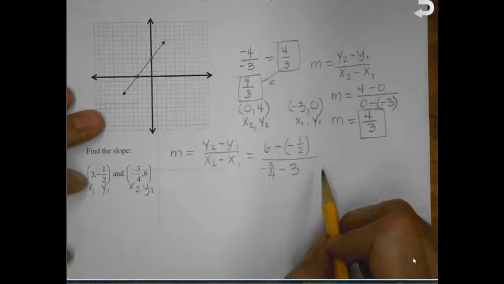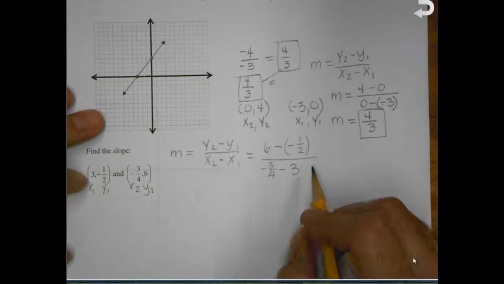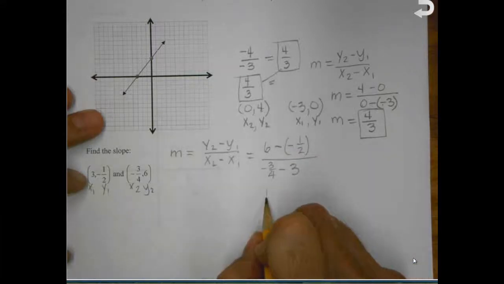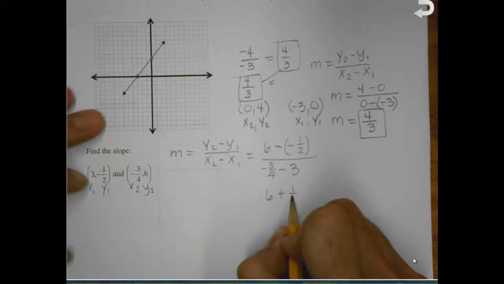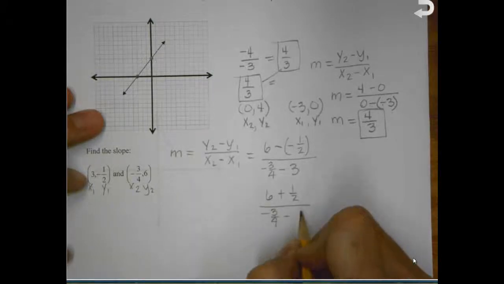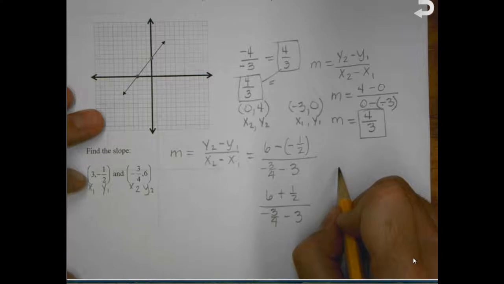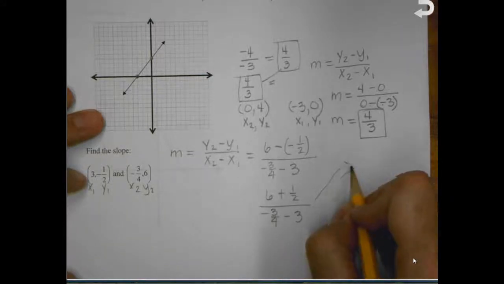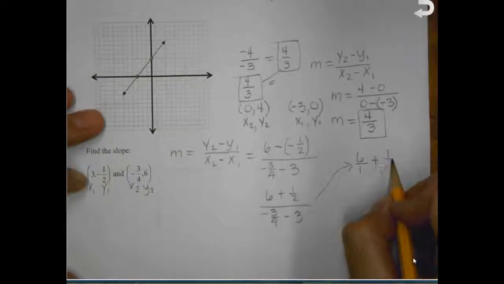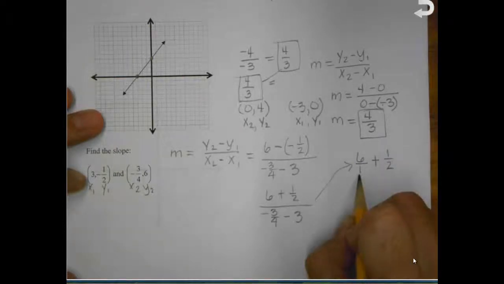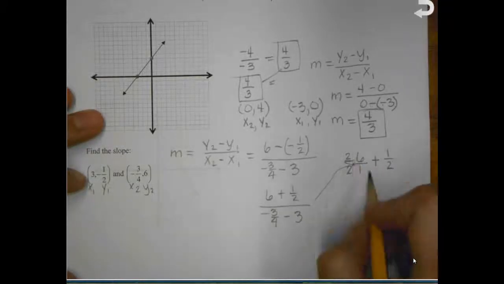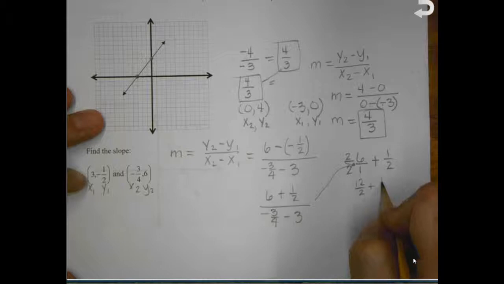So no matter which way I chose those x1, y1s, it was going to be a little bit of a mess, but this becomes a positive, and then I have 6 plus 1/2 and -3/4 minus 3. Now I would like to combine 6 over 1 plus 1 over 2, and I know I need a common denominator of 2, so I'll multiply this one by 2 over 2, and that'll give me 12/2 plus 1/2.